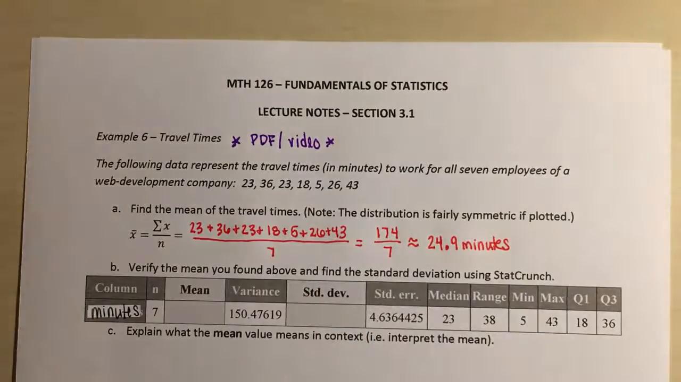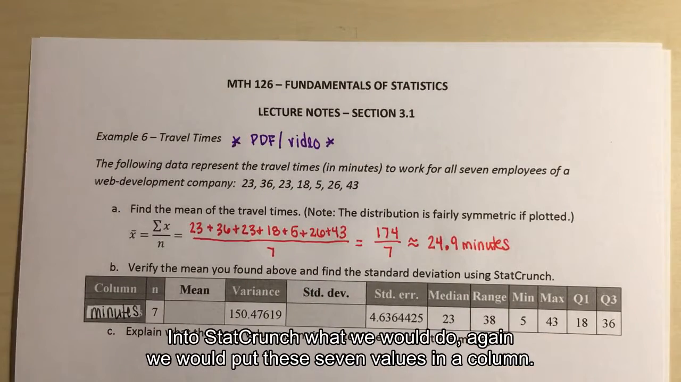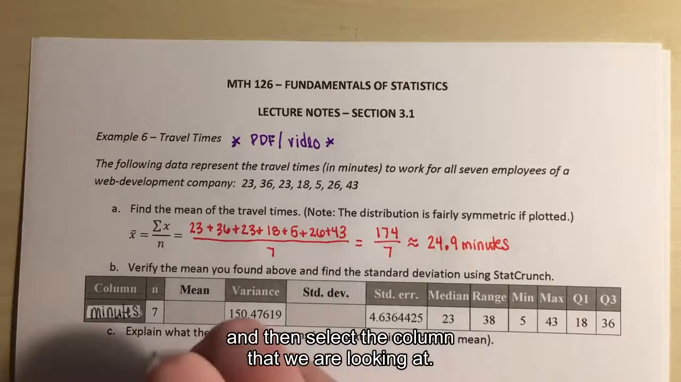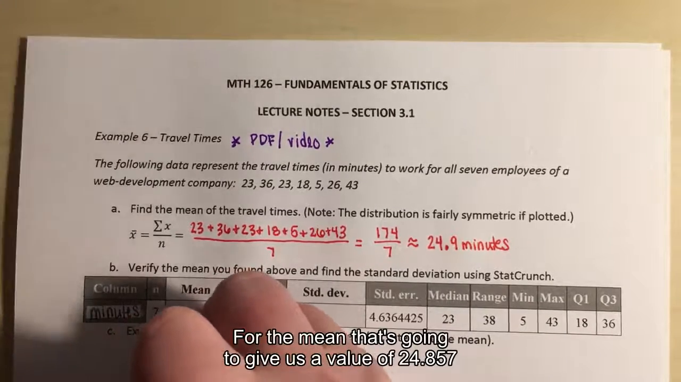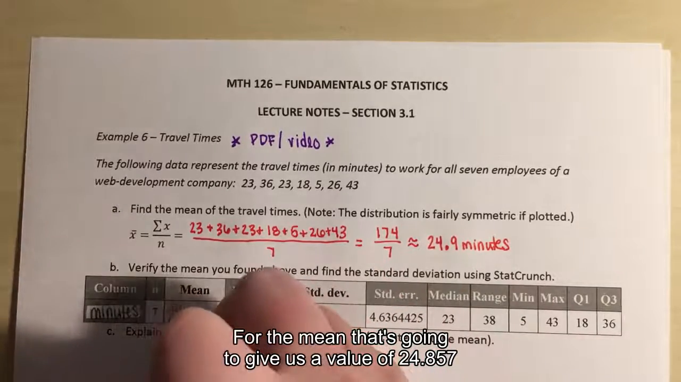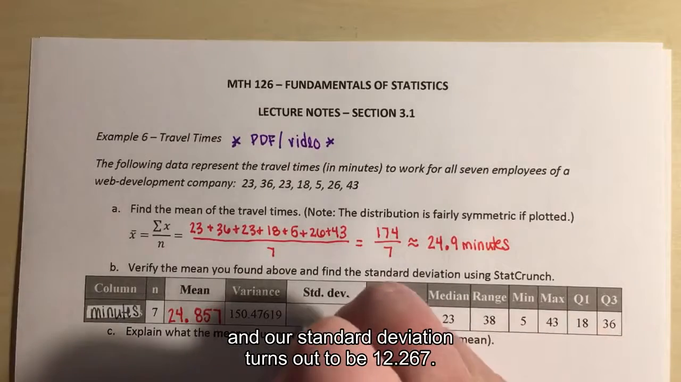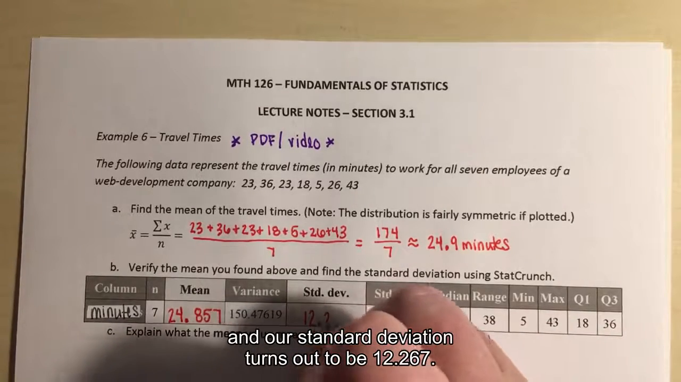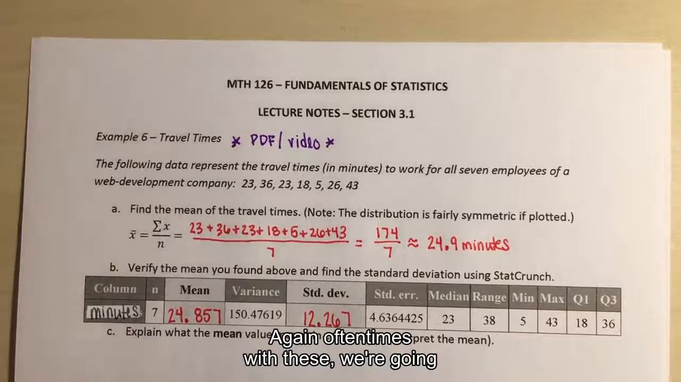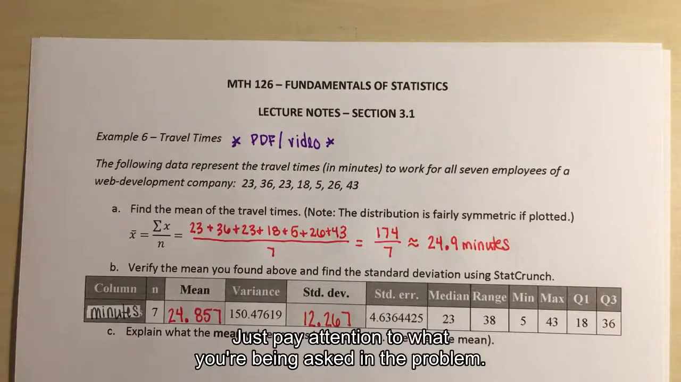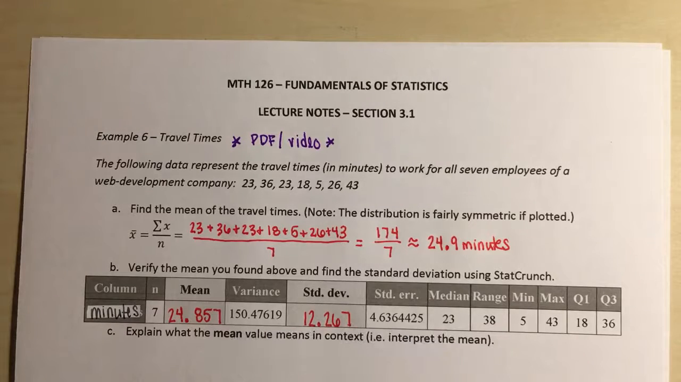All right. Into StatCrunch, we would put these 7 values in a column. We would hit stat, highlight summary stats, and then select the column that we are looking at. For the mean, that's going to give us a value of 24.857, and our standard deviation turns out to be 12.267. Oftentimes with these, we're going to be asked to round to either 2 or 3 decimal values. Just pay attention to what you're being asked in the problem.